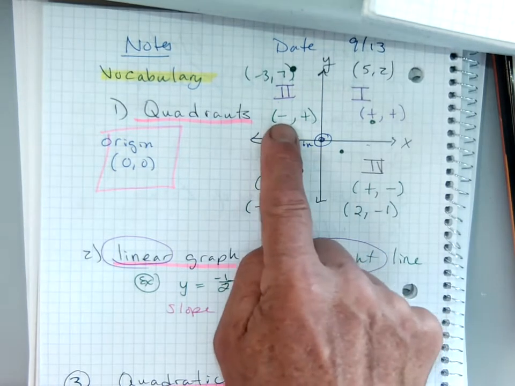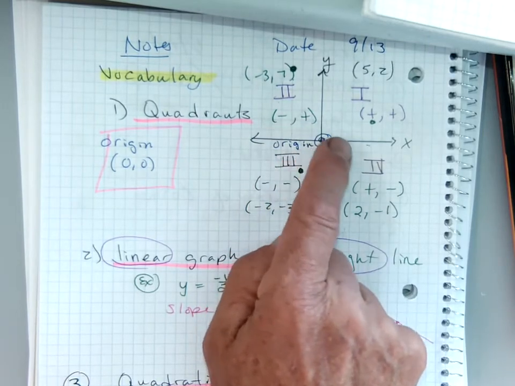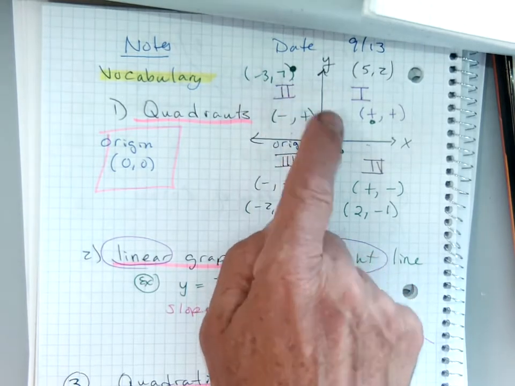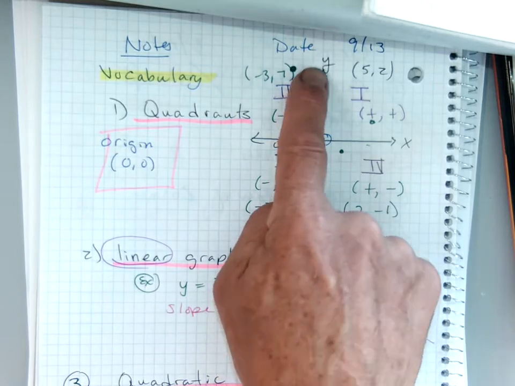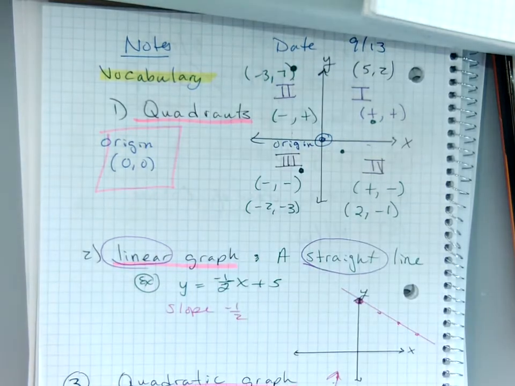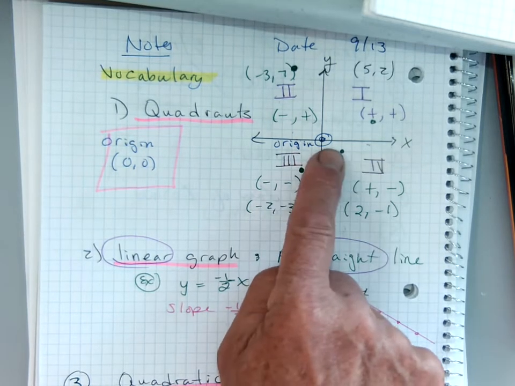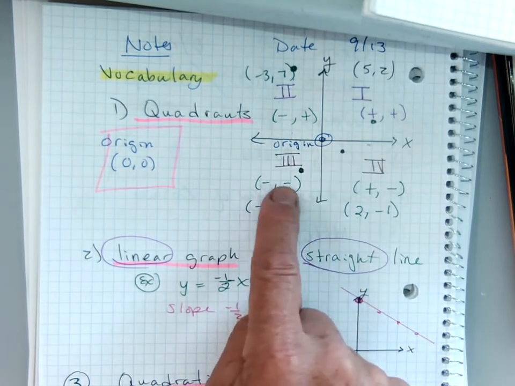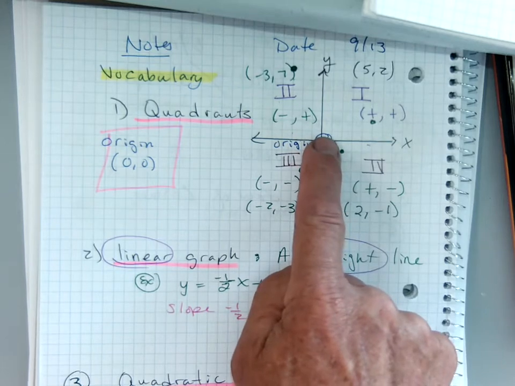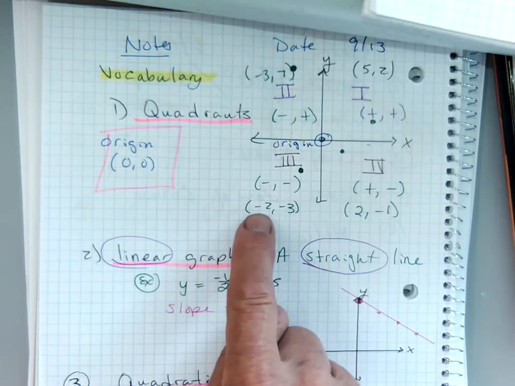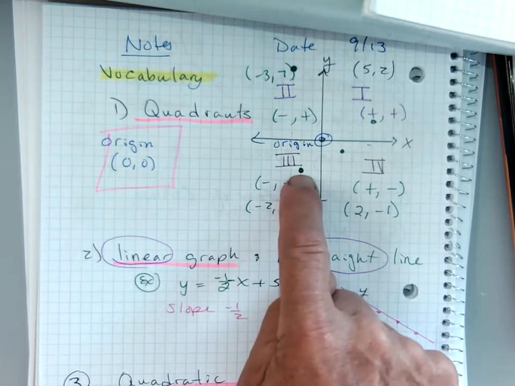Quadrant 2 has a negative x and a positive y. So anything graphed like negative 3, 7, back 3, up 7, would be in quadrant 2. Anything in quadrant 3 would be a negative and a negative, so you would go back and down. For instance, negative 2, negative 3 would be graphed in quadrant 3.